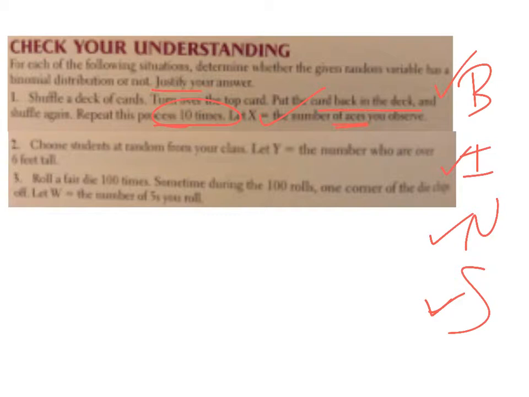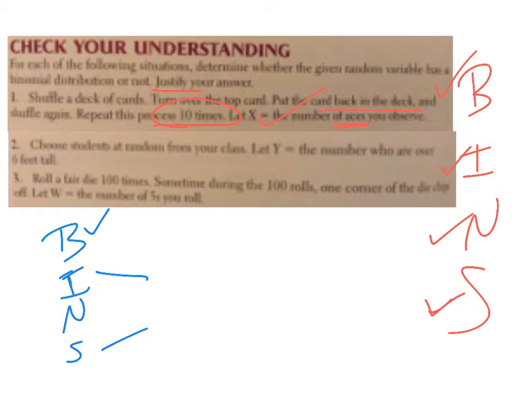Okay, choose number 2. I'm choosing random students from the class. Y equals the number who are over 6 feet tall. Again, I'm testing my BINS criteria. I have a success versus a failure. But they're not independent. I'm not going to have the same probability every single time, because I'm not doing replacement, right? I'm pulling students at random, but they're not going back into the pool every time I pull.